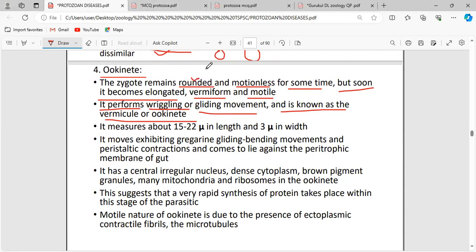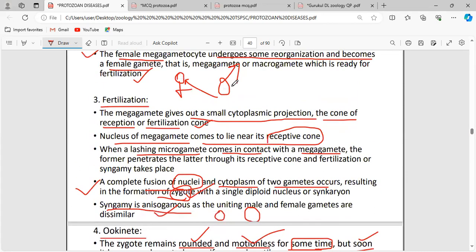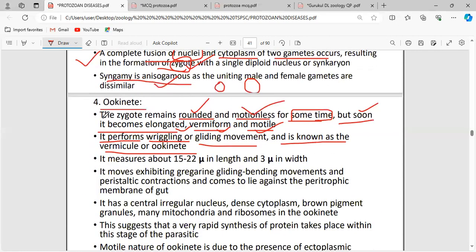Now the zygote is rounded in shape and motionless. It can't move from one place to another, only for some time. But soon it becomes elongated, vermiform and motile. Which means what? Initially the male gamete is motile, the female is non-motile. After the fusion of the cytoplasm and nucleus, this zygote will be motionless. This is called a zygote. And after this motionless zygote gains the motile capacity, it is called the ookinete.